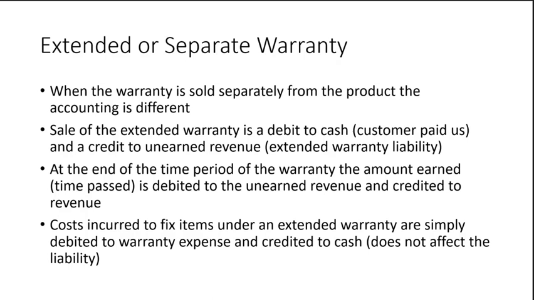When items are fixed under an extended warranty, we simply debit the expense and credit cash. So when you fix items under an extended warranty, then it does affect net income. When you fix items under an embedded warranty, it does not affect net income, but it does not affect the liability under an extended or separate warranty.